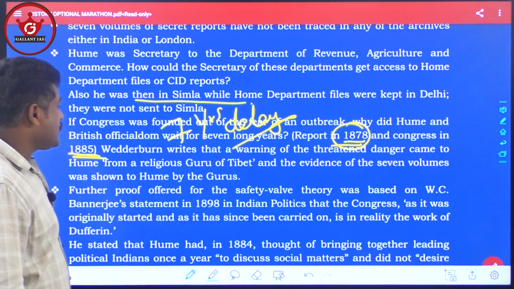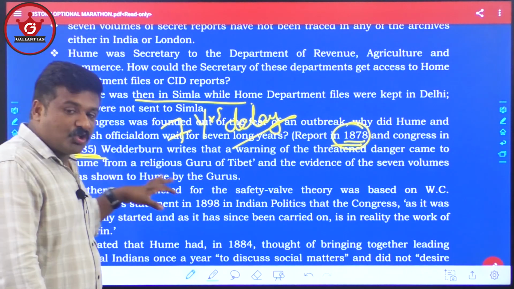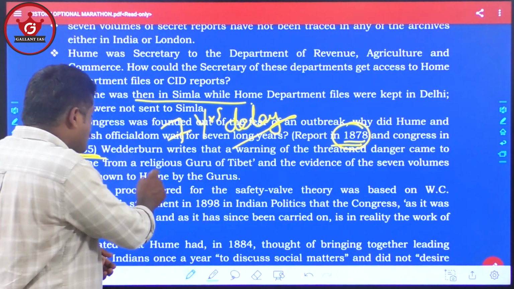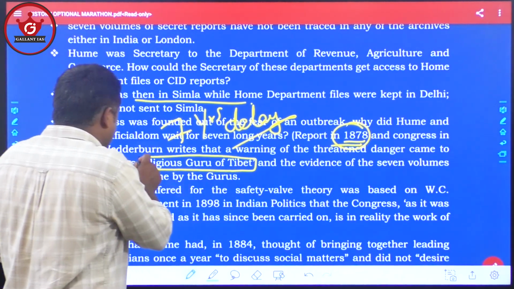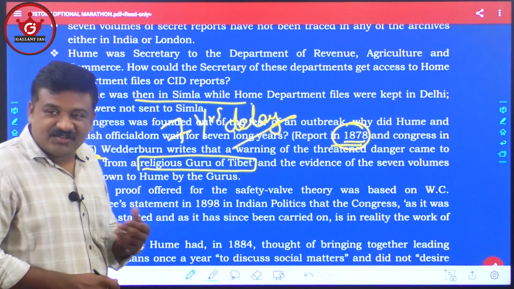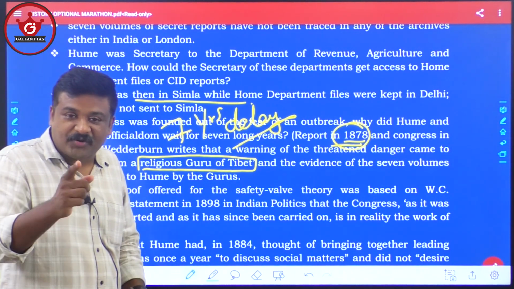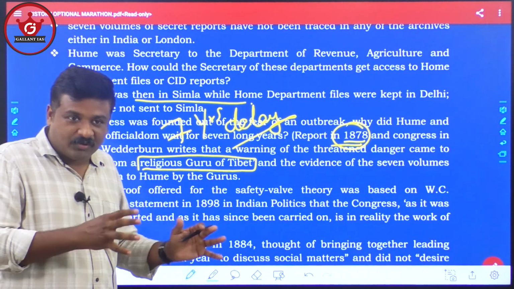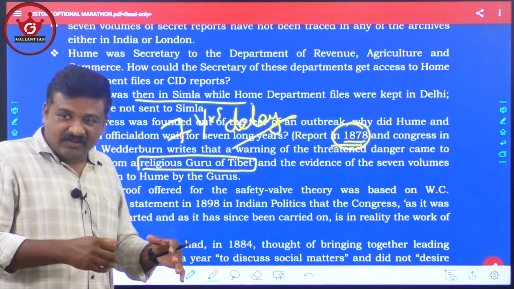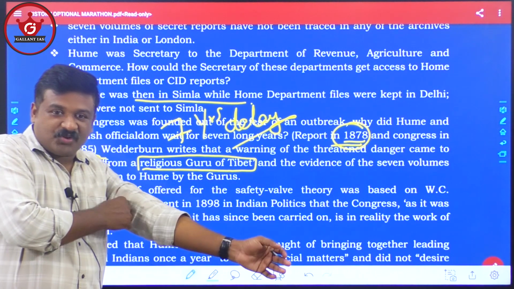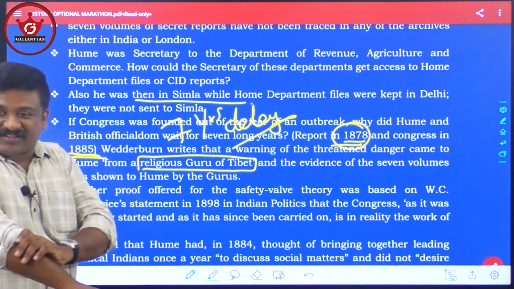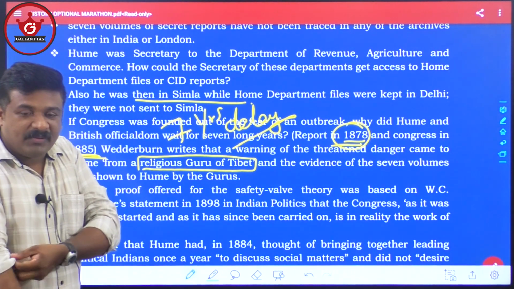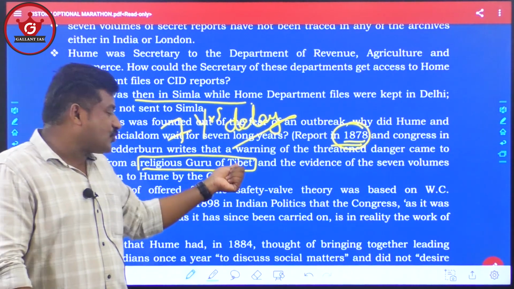Then they also say that Hume came to know about this upcoming threat from a religious guru of Tibet. The guru informed Mr. Hume that a huge threat was on the way for the British government: in the coming days, there would be a huge attack by Indian farmers, the working class, and the labor class on the British government, so you have to take the initiative. Maybe this message was given by a religious guru of Tibet.